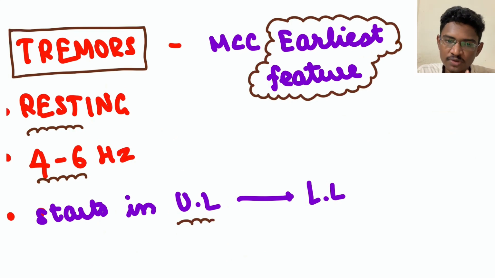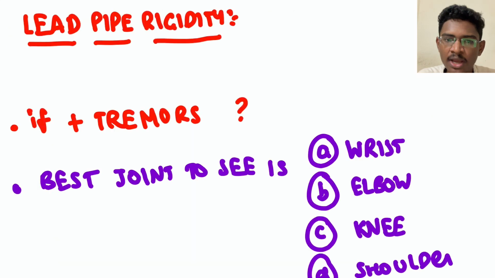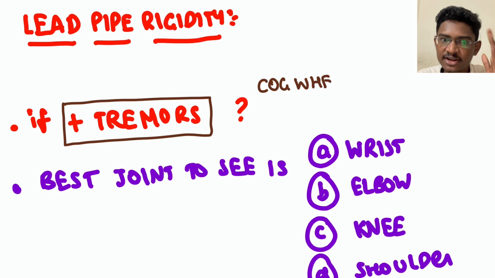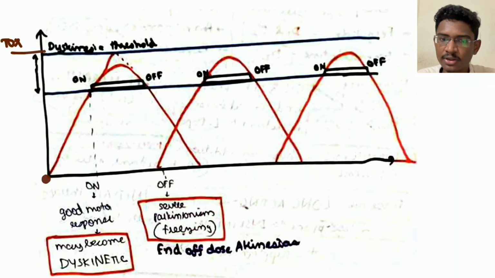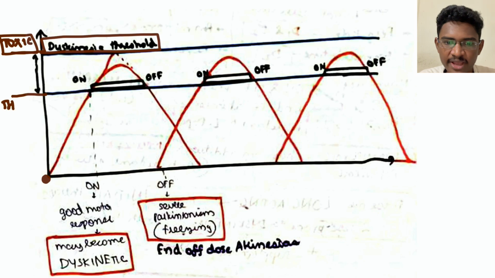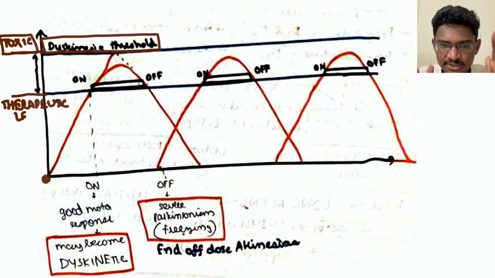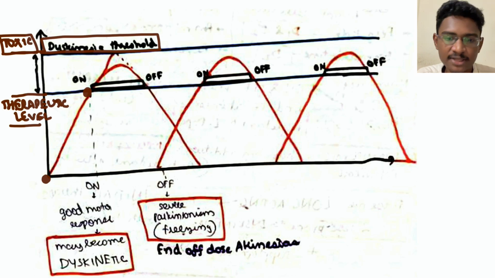Next is lead pipe rigidity. Tone is increased in both flexors as well as extensors, characterizing lead pipe rigidity. And which joint is it best characterized in? It is the wrist joint. You should remember this. The wrist joint is the best joint to examine for lead pipe rigidity. Next, treatment: go read separately in pharmacology and focus much on that, because most of the questions are asked from the anti-Parkinsonism drugs.